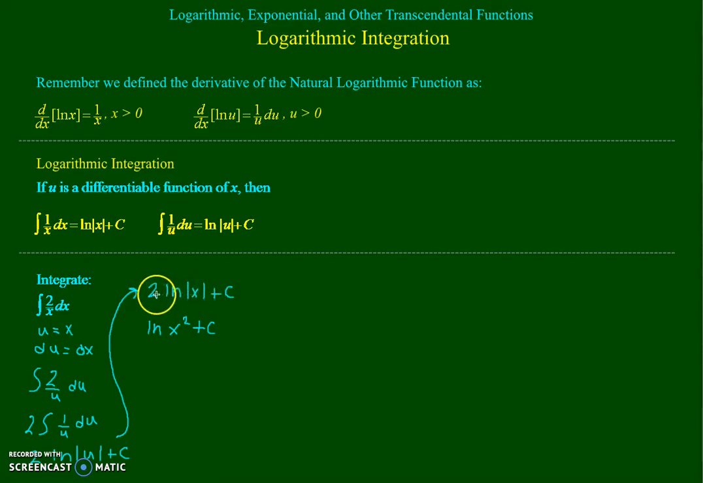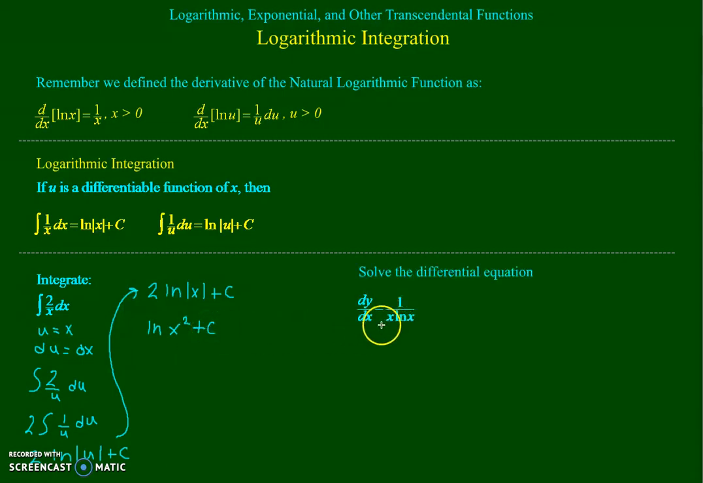But now we're going to use the power rule of logarithmic functions and pull this 2 into the exponent, and that eliminates the need for the absolute value signs, because of course any value squared is a positive number, so we no longer need the absolute values. So the final result is natural log of x squared plus c.